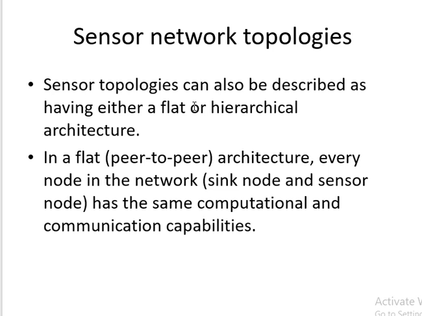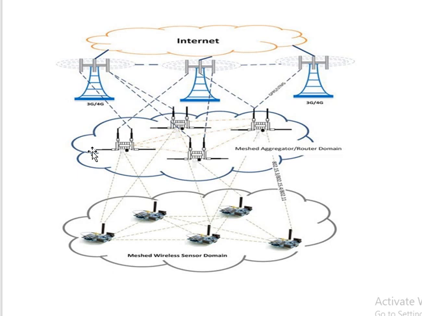Sensor network topologies. Let us see about the topologies in sensors. Sensor topologies can also be described as having either a flat or hierarchical architecture. In a flat peer-to-peer architecture, every node in the network has some computational and communication capabilities. So let us see this picture. In this picture, there are a meshed wireless sensor domain and a meshed aggregator router domain and the internet, which are interconnected with each other.